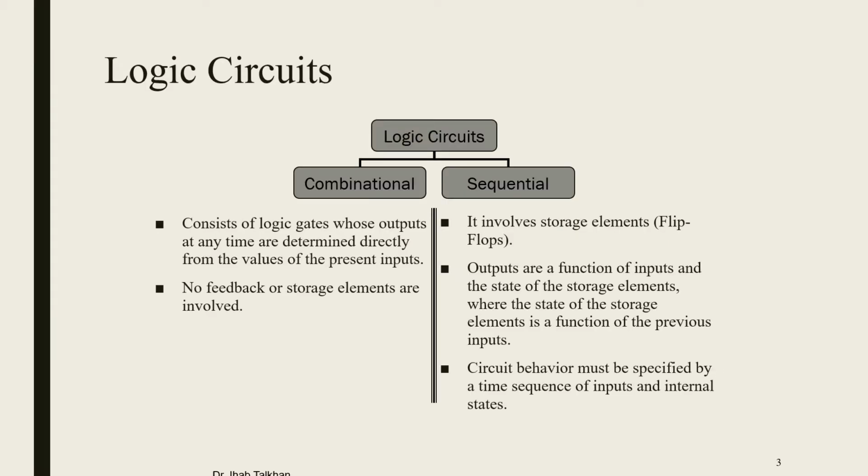This slide you saw before, because we are talking about the different types of logic circuits. You know that we have combinational and we have sequential. Combinational is the one you studied before, and the first thing for it is the truth table, which is a relation between inputs and outputs. The inputs are known, the outputs are given, and this is what's called combinational. That's why we say it consists of logic gates whose outputs at any time are determined directly from the values of the present inputs. Of course, there is no feedback and no storage elements involved in the combinational. This is what we had before in the last lectures.